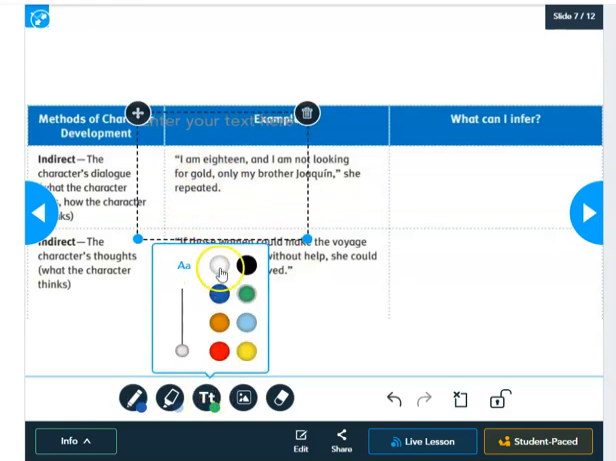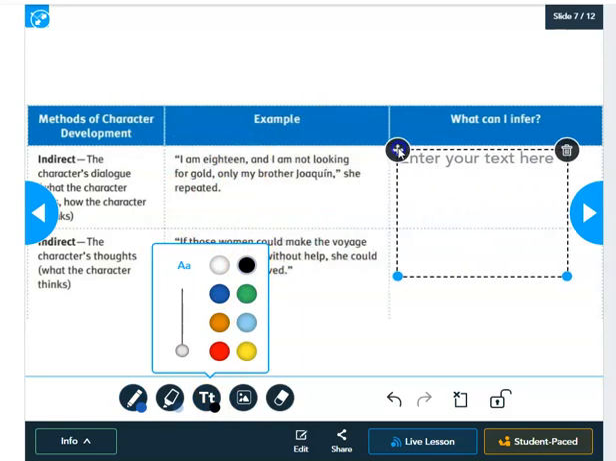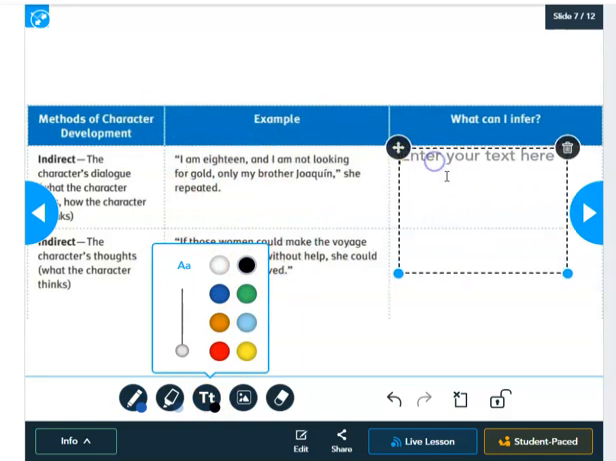So you can hit the little text box feature down here. I'm going to choose black text. Grab my little cross right there. Stick it in there and let us know, "Okay, I can infer that she..." So here you can put some things. What do you think of her as a person? What situation do you think she's in? Those are all inferences that you can do.